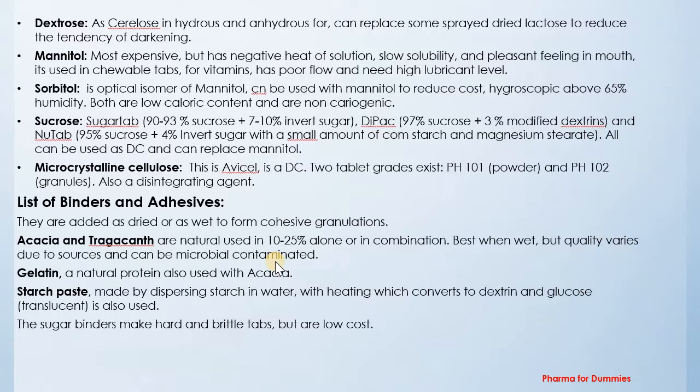Second is gelatin. It is also a natural protein which can be used with acacia. The third is starch paste, which is made by dispersing starch in water, and while heating it converts to dextrin and glucose, which is a translucent solution. The sugar binders make hard and brittle tablets, but they are of low cost.